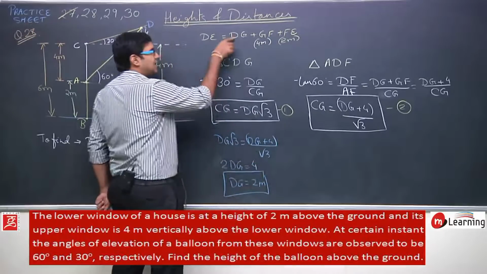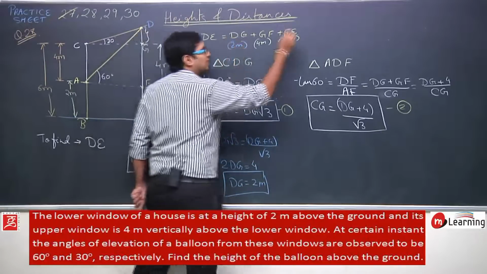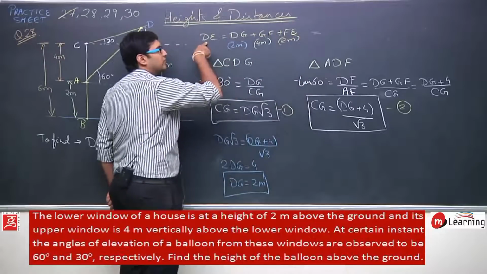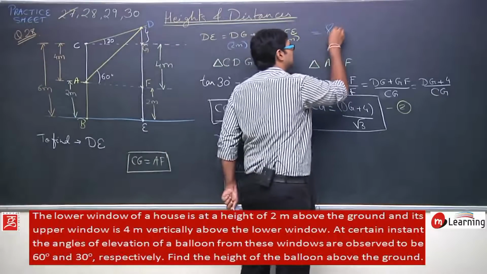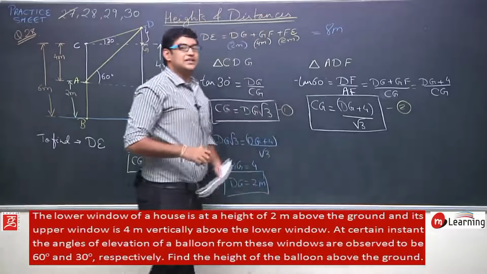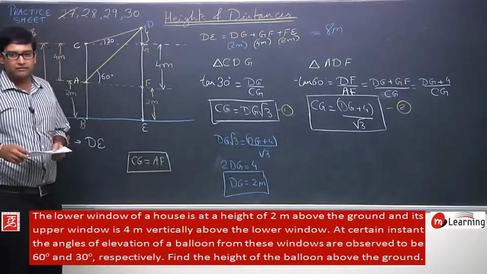Okay, so finally I have the length of DG as 2 meters, and from here I can write the length of DE as 2 plus 4 plus 2, that is 8 meters. So 8 meters is the height of the balloon above the ground level. Okay.